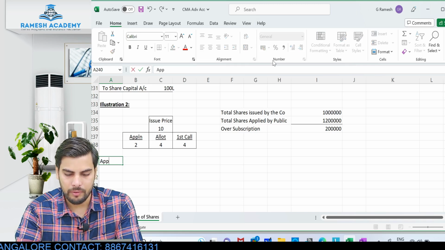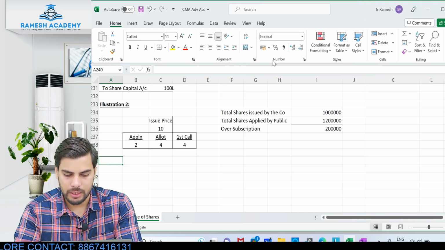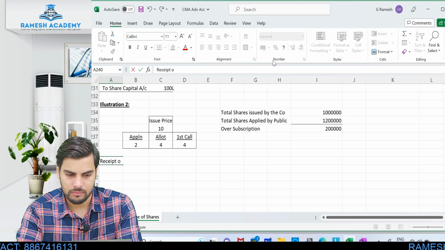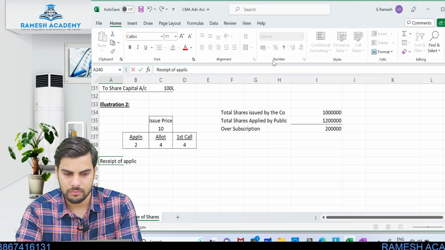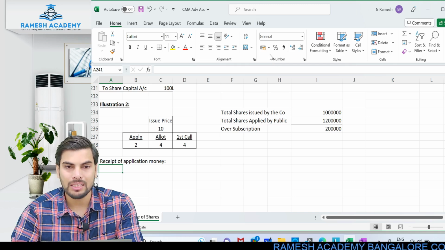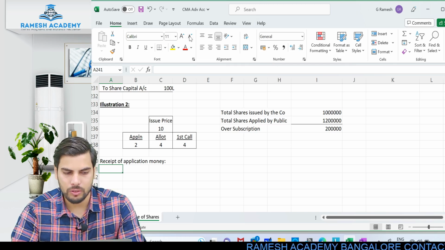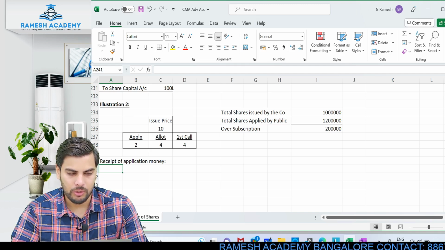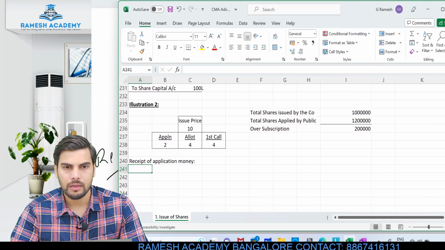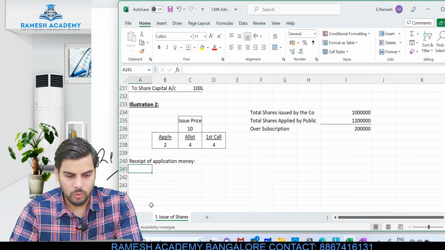When it comes to the application stage, the first entry will be for receipt of application money. Always remember, whenever you're passing a journal entry, you need to look from the perspective of the company, because we are passing these journal entries in the books of the company. Clear?